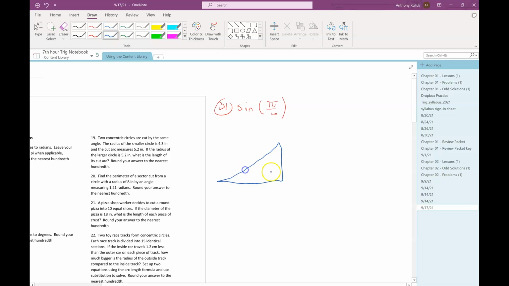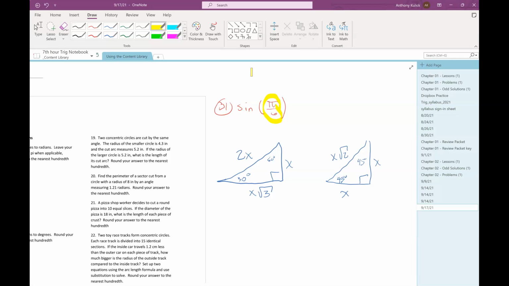From geometry, we remember the 30, 60, 90 triangle had side lengths with ratios x, x square root of 3, and 2x. And the 45, 45, 90 triangle has side lengths with ratios x, x, and x root 2. So the question for us is, pi over 6 either needs to be 30, 60, or 45 for me to be able to do this. Which one of those is it?